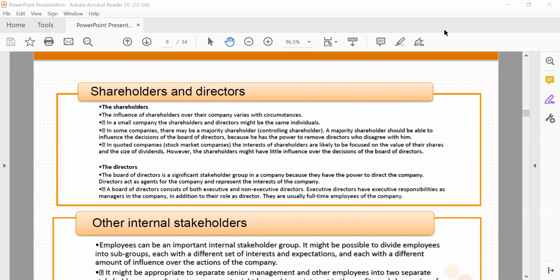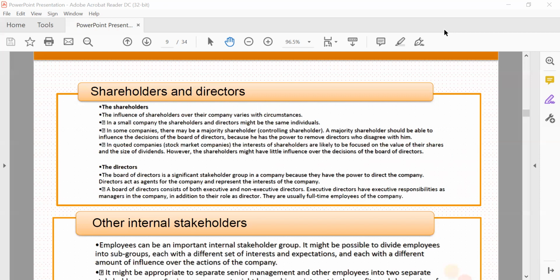A majority shareholder should be able to influence the decisions of the board of directors because he has the power to remove directors who disagree with him. So if there's a majority shareholder, that majority shareholder should be able to influence the decisions of the board of directors because he has the power to remove directors who disagree with him.